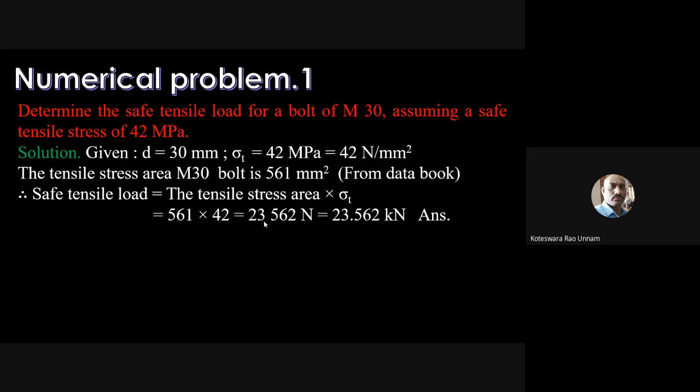That means the maximum tensile load you can apply to the bolt is 23.562 kilonewtons. So that is the answer. Straightforward. The only thing you have to do is identify the tensile stress area from the data book. Once you have done that, we get the tensile load.